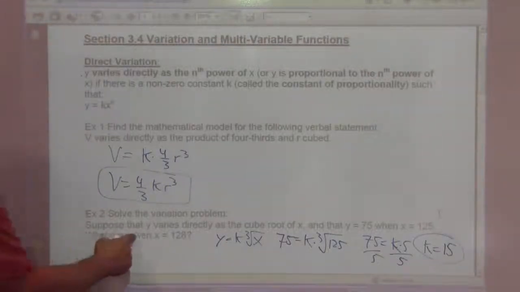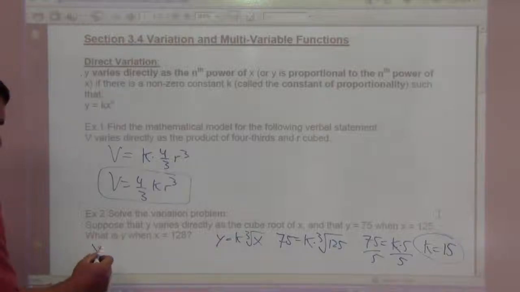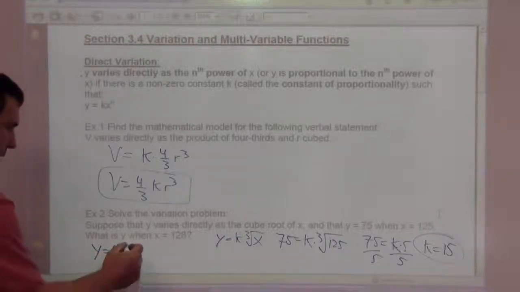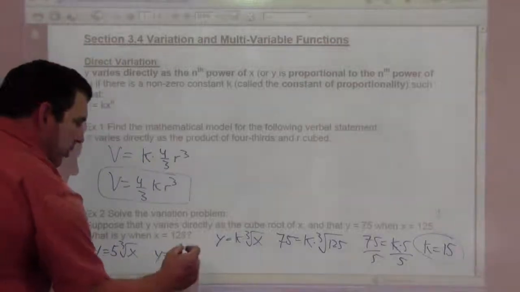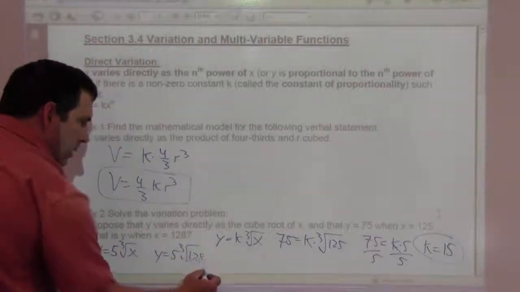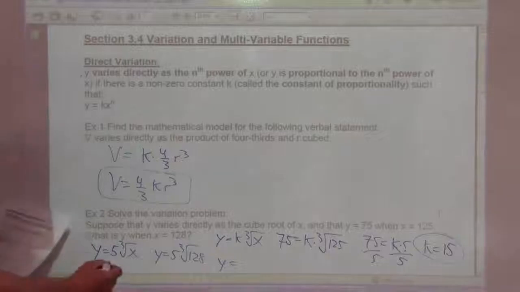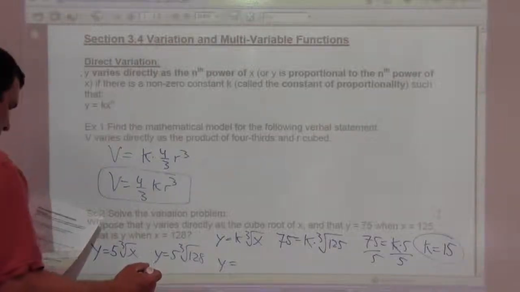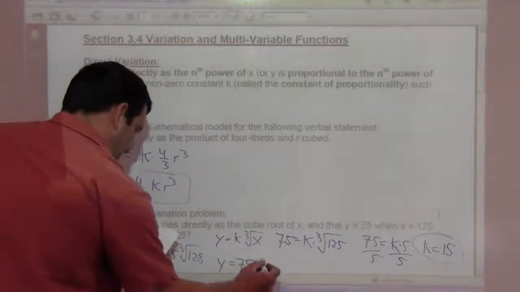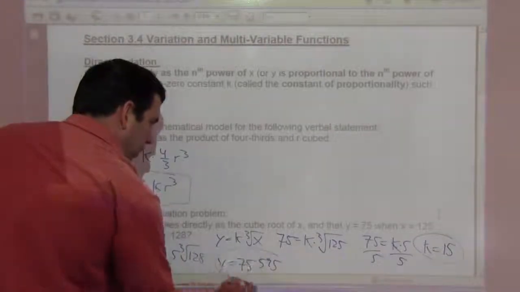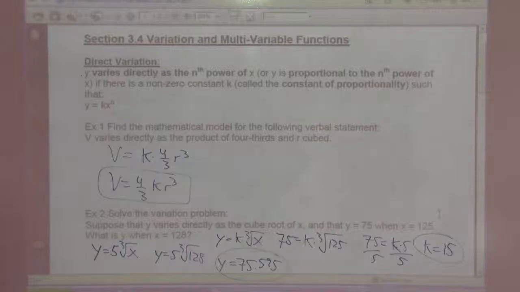Now it says, what is y when x is 128? So we have the model y equals 15 times the cube root of x. So y equals 15 times the cube root of 128. So what is y going to be? 75.595. That's a decimal approximation. That's direct variation.